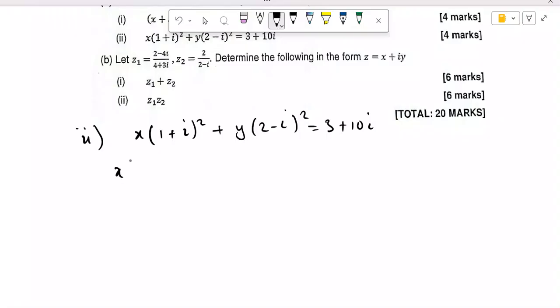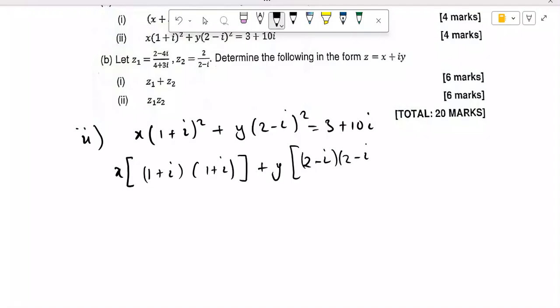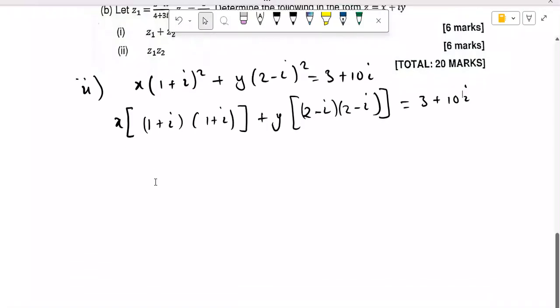So first of all you have x. Expanding this is the same as you have (1 plus i)^3. You can use Pascal's triangle if you are familiar with it to ease this. Then y, here you have (2 minus i)^2, this is negative 2i squared, equal to 3 plus 10i.